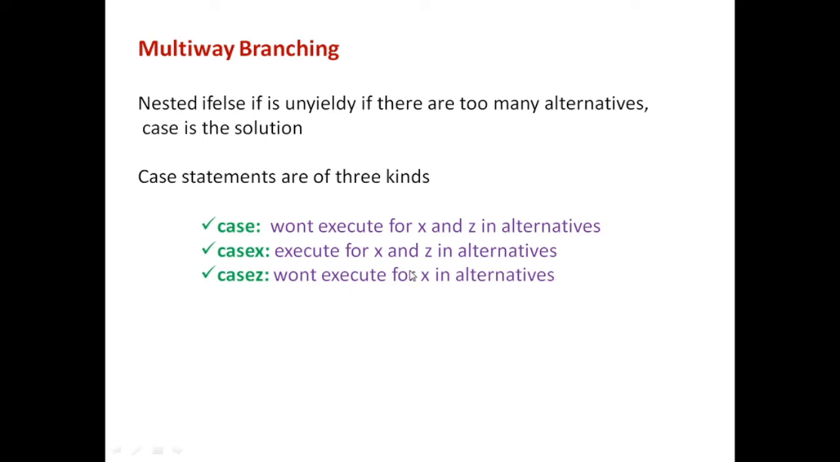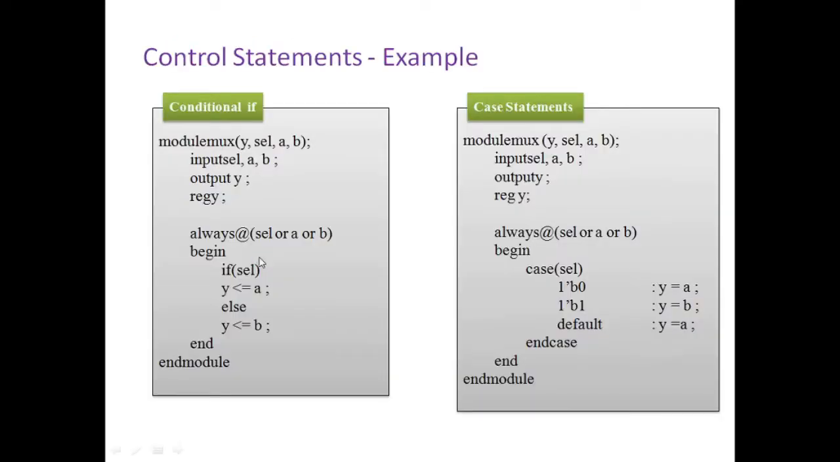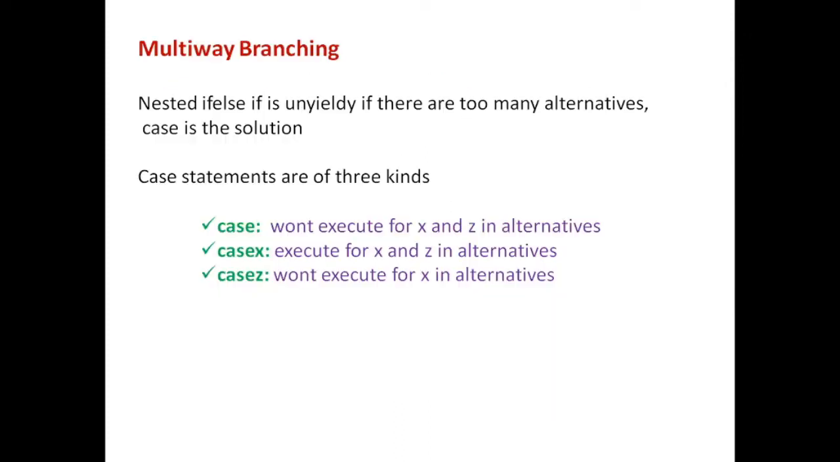To overcome this, that means if X and Z are present in the alternatives and my execution should not stop, I have to use the case X statement. So I have to use the case X condition, simply replacing this case with case X. So even though you have in the alternative 1 bit binary Z or 1 bit binary X, you will never have any bug in the design. So this is about the case X statement.